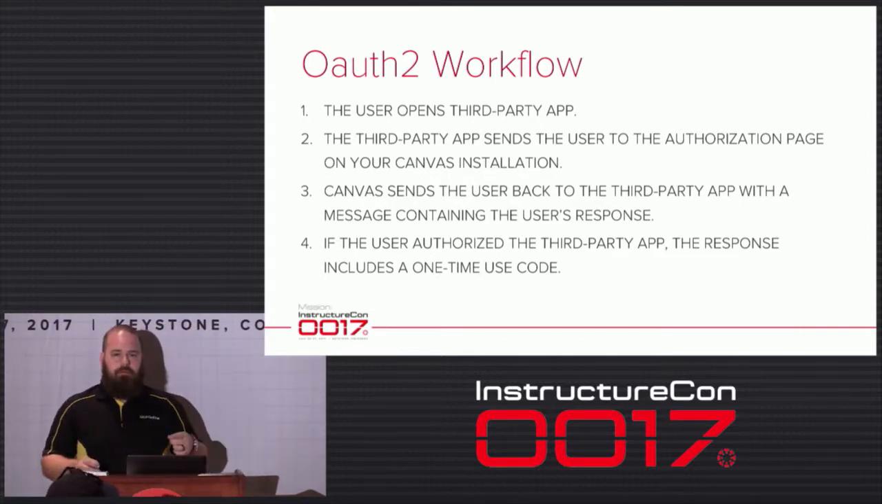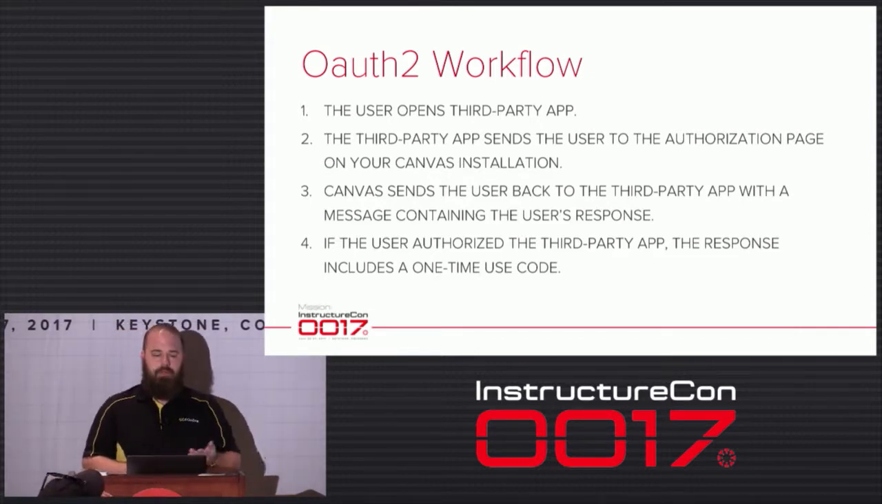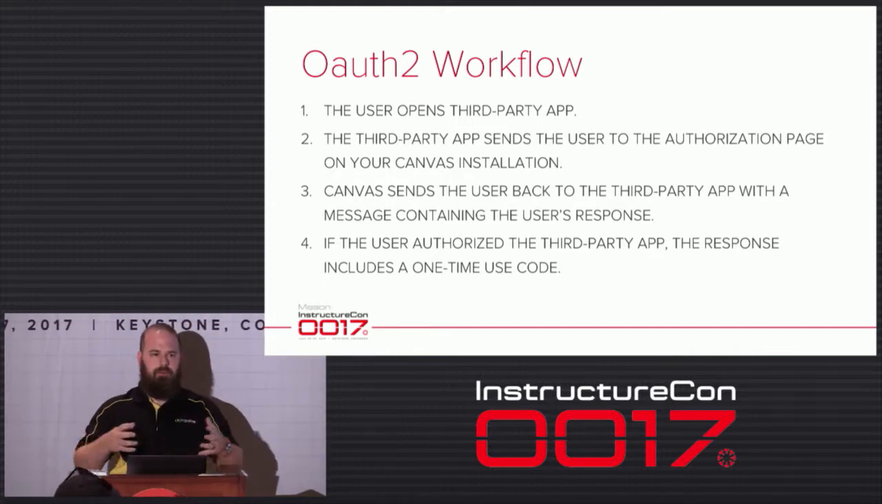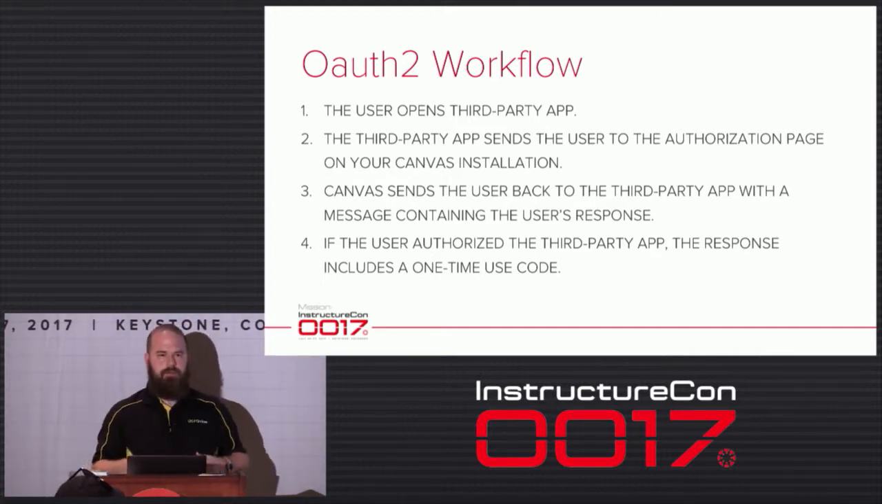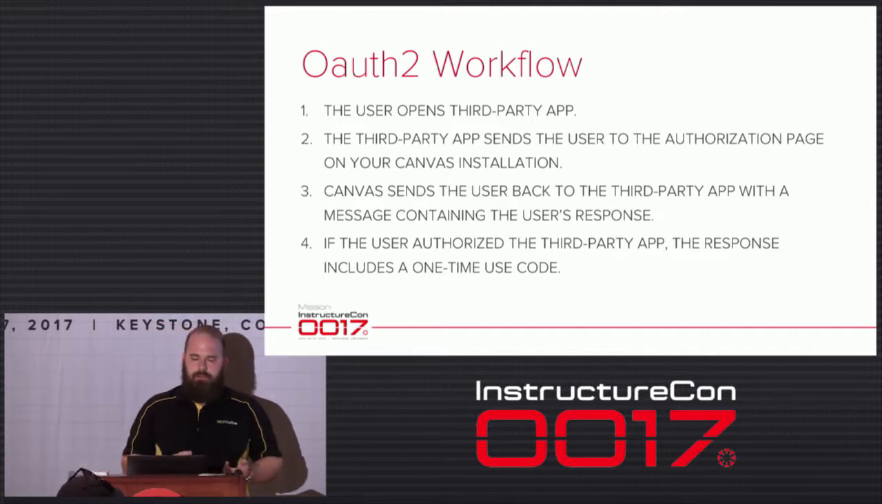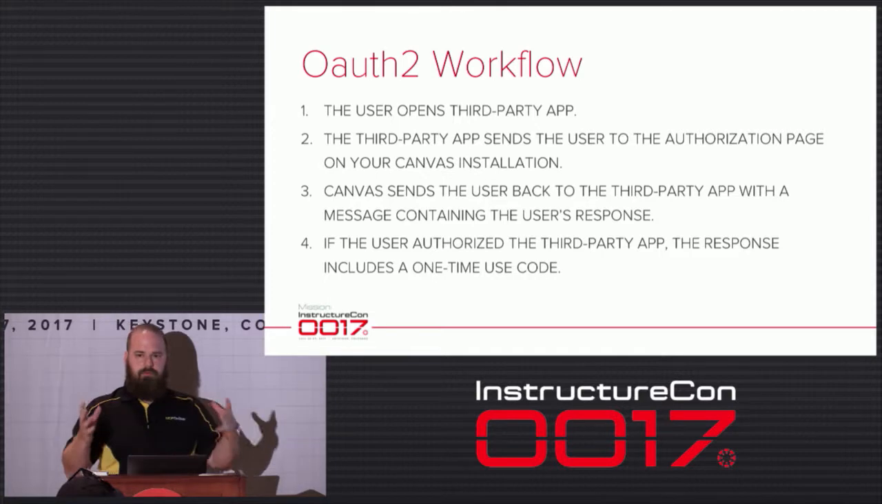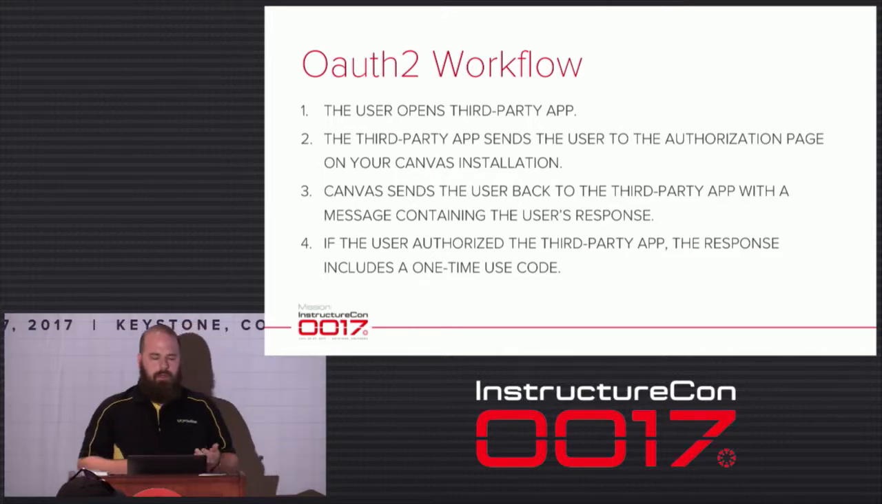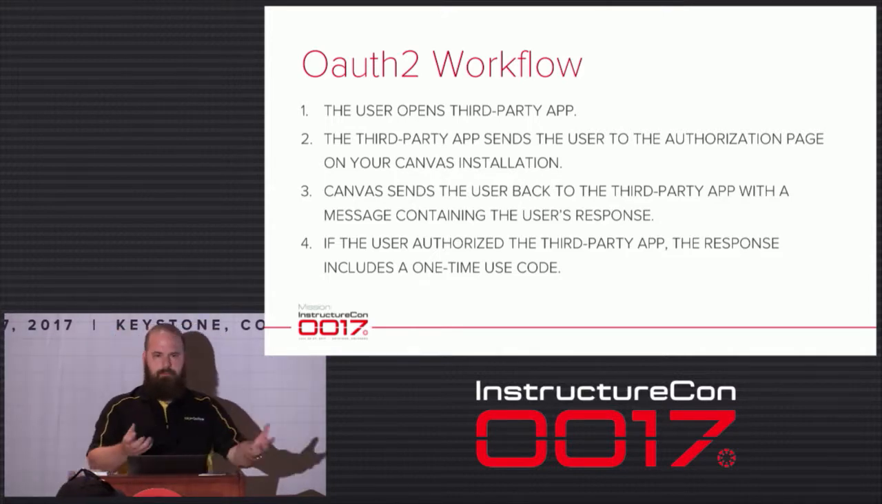When the user clicks authorize or cancel, Canvas then redirects them again in their browser back to the third-party application, and sends along with it some extra data, which includes a message that has the user's response in it. And if the user authorized that third-party app, if they click the authorize button, that response, that package that it sends over, will include a one-time use code.